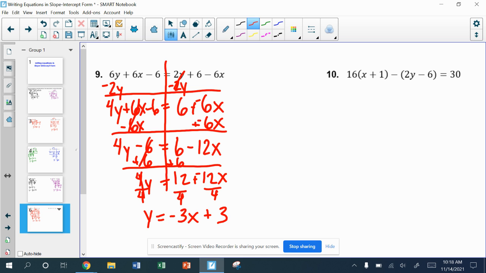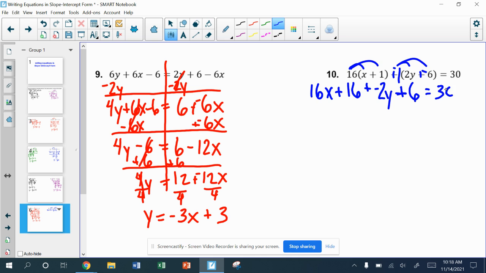On the last problem, I've got two distributions, and one of the distributions is really a negative 1 that we have to take care of. I'm not going to draw my vertical line because my problem is really kind of squished to the side of the screen right here. I will have 16x plus 16 plus negative 2y. Negative 1 times a negative 6 would be a positive 6 equals 30.